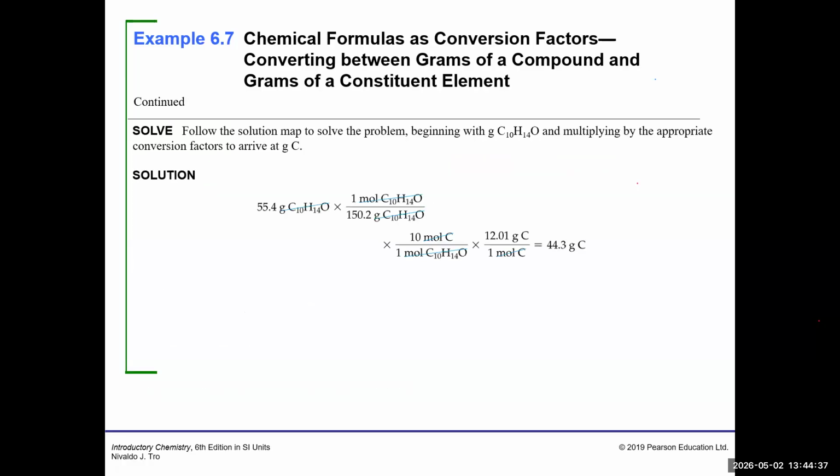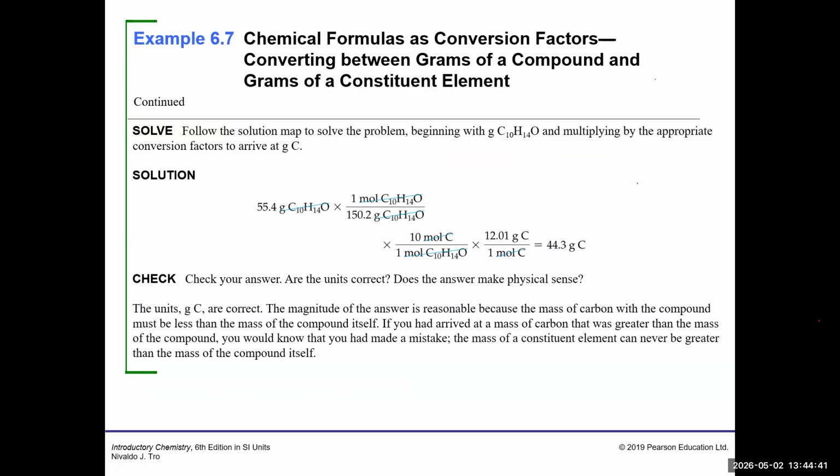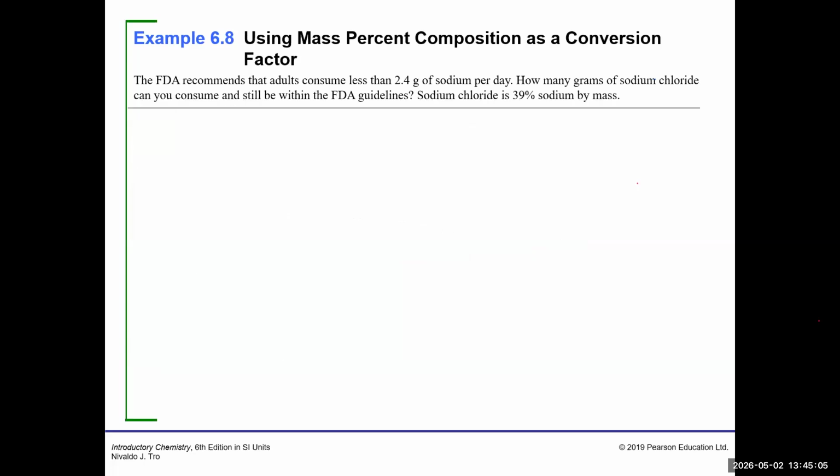You're welcome. So that's how we do it. We multiply by this and then we get the answer. We try to see whether it makes physical sense. We check the answer. Are the units correct? Does the answer make physical sense? The units, grams of carbon, are correct. The magnitude of the answer is reasonable because the mass of carbon in the compound must be less than the mass of the compound itself.